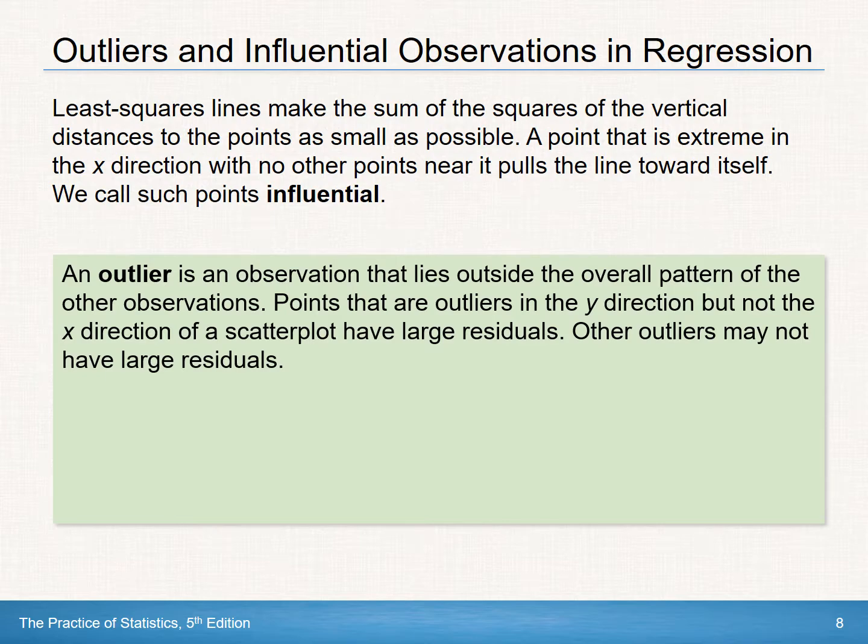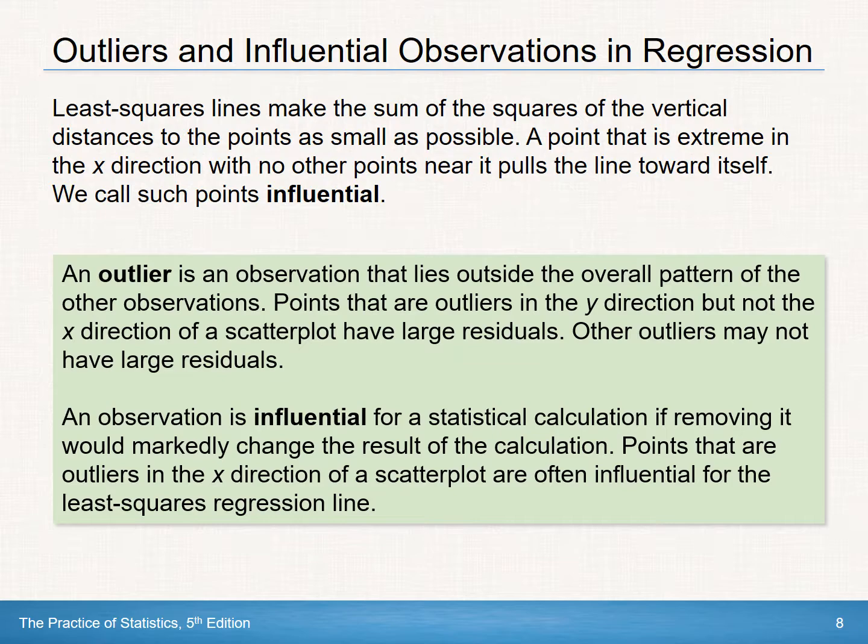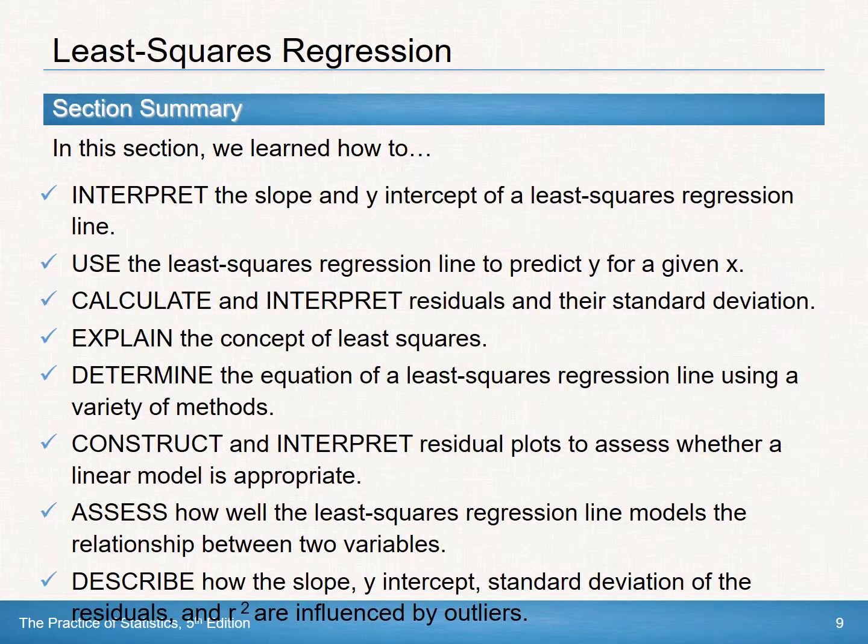An outlier is an observation that lies outside the overall pattern of the other observations. Points that are outliers in the y direction but not the x direction of a scatterplot have large residuals. Other outliers may not have large residuals. An observation is influential for a statistical calculation if removing it would markedly change the result of the calculation. Points that are outliers in the x direction of the scatterplot are often influential for the least squares regression line.